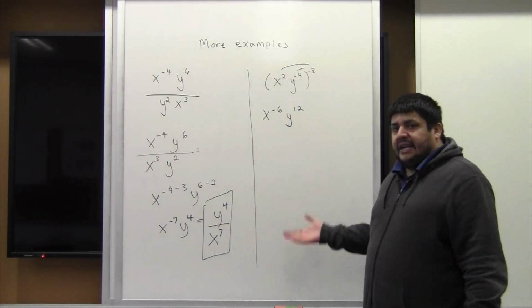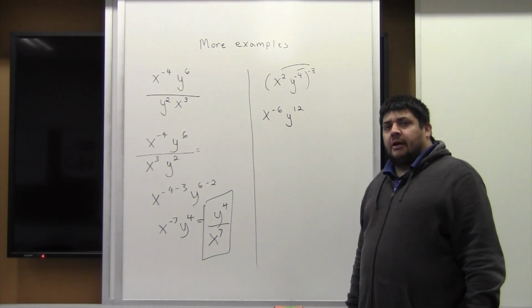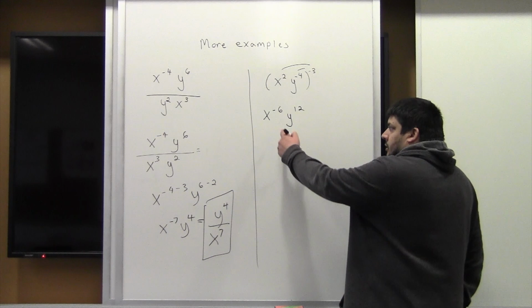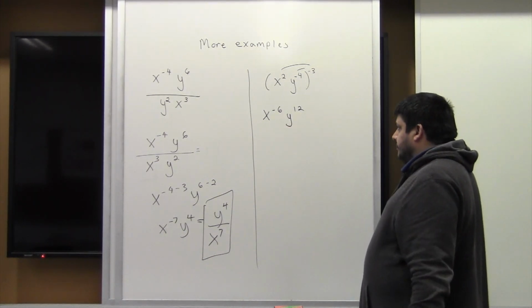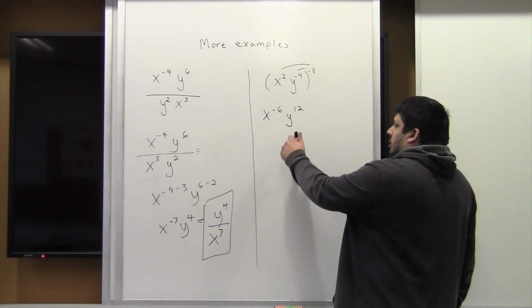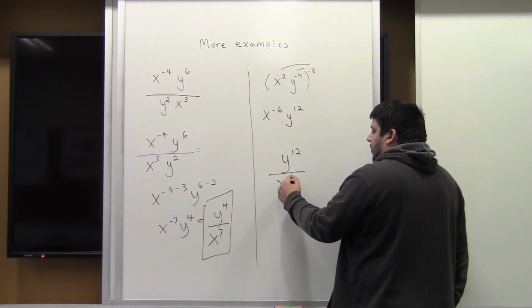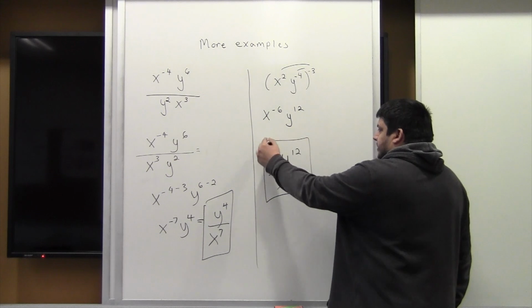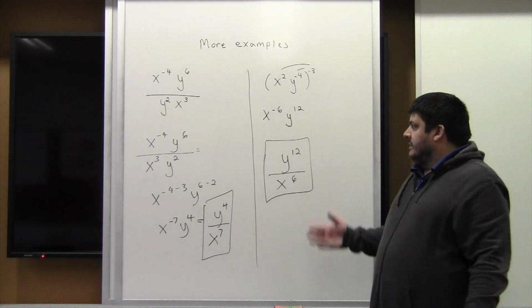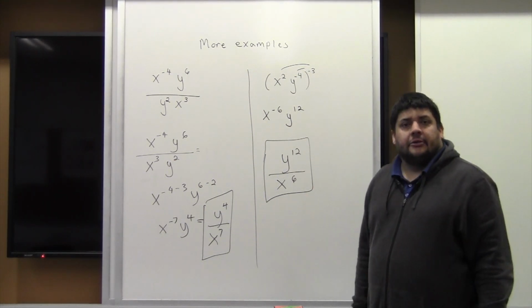Now, what do we have to do with negative numbers? We have to bring those numbers down to the bottom. Okay, so we bring that down here. So doing so leaves us with y to the 12 over x to the 6th. Okay, and that will be how you solve this particular type of problem.